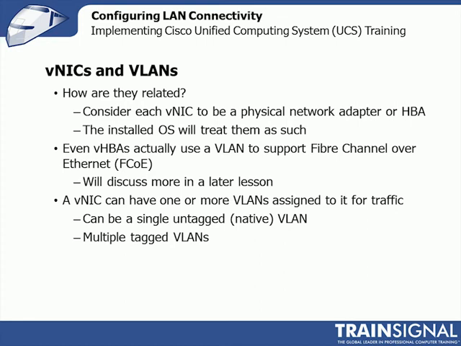Even HBAs actually use a VLAN. So we'll see that in the storage section, but since I have to do Fibre Channel over Ethernet, that travels over Ethernet, it gets its own dedicated VLAN. So each virtual SAN, each vSAN, gets a matching VLAN. We'll talk about that more in the storage lesson. So a vNIC can have one or more VLANs assigned to it for traffic. Again, it can be untagged or native, or multiple tagged VLANs.